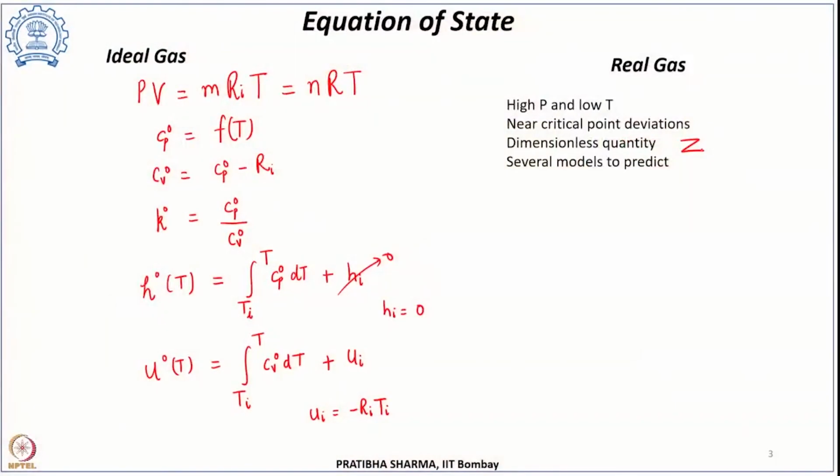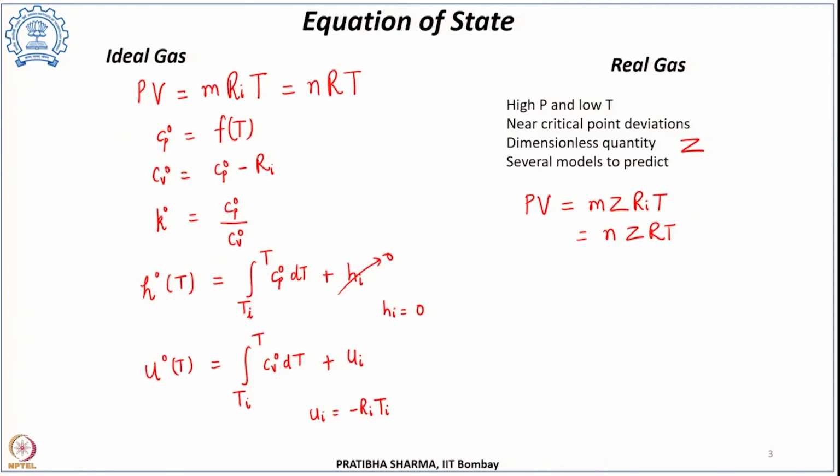Now in order to account for this deviation of a real gas from an ideal gas, we can include a dimensionless quantity which is known as the compressibility factor. Now if we include that compressibility factor in the equation of state, then we can rewrite the equation of state for real gas as PV = m Z Ri T, or it can be n Z R T. So this compressibility factor is also not constant, it also depends upon the temperature and pressure.